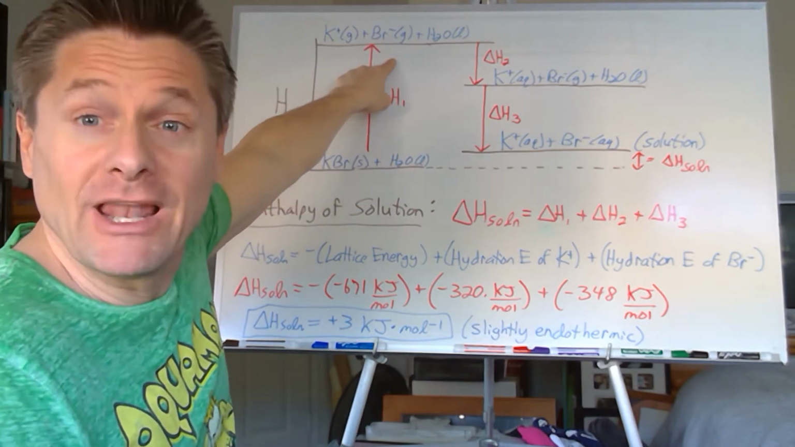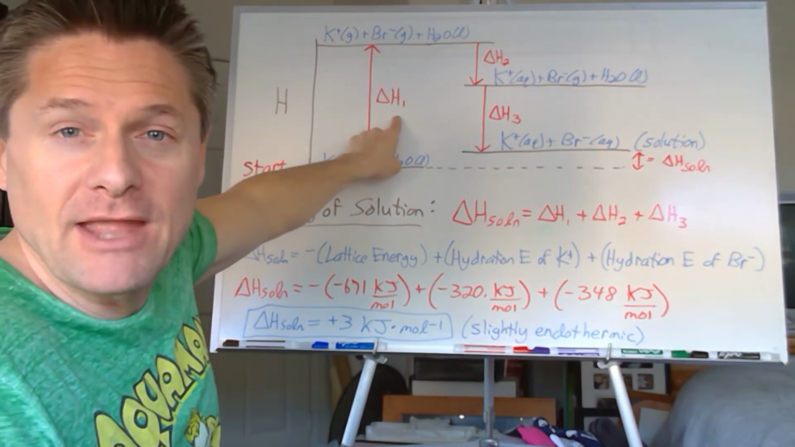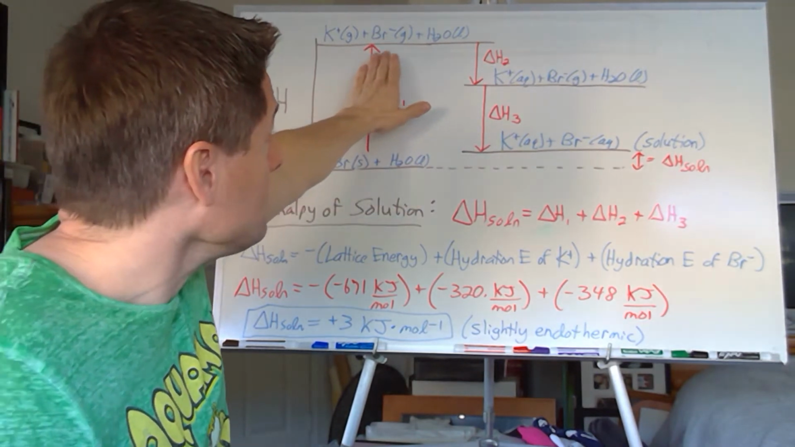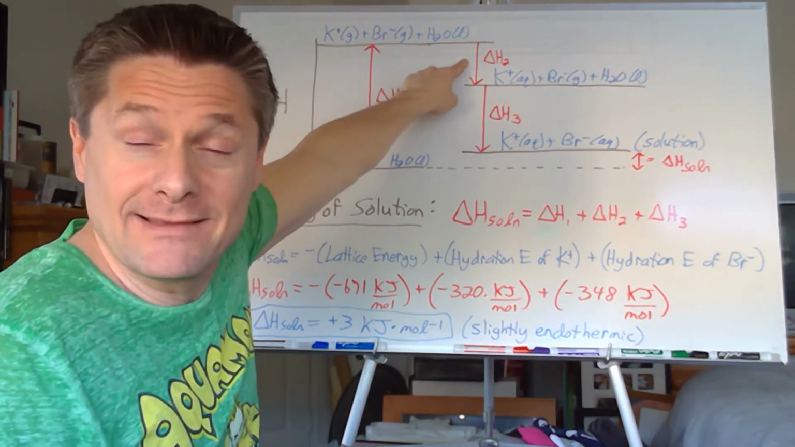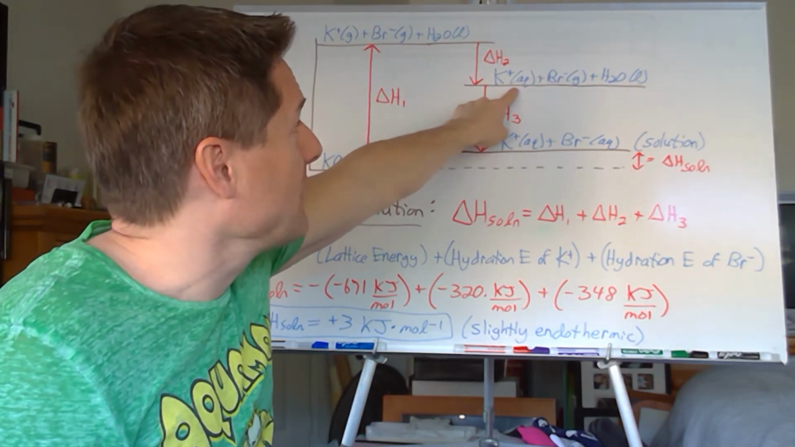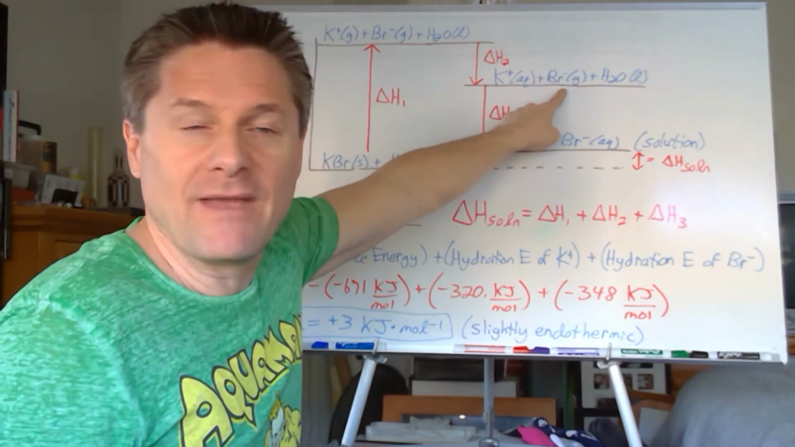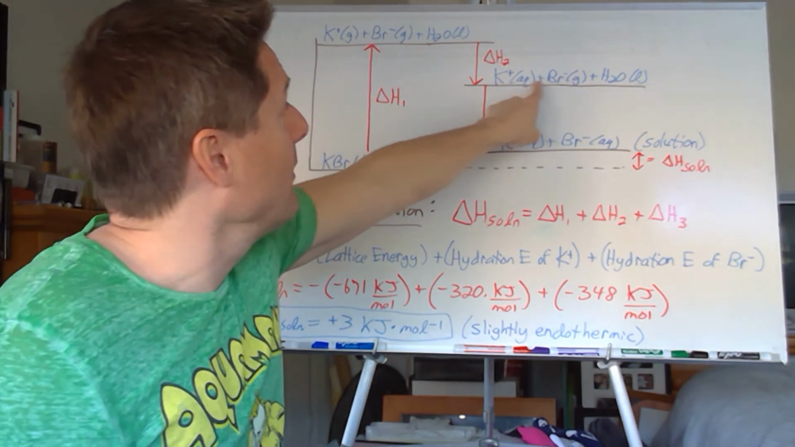That's the reverse of the lattice energy, right? That's delta H1, so that's highly endothermic. And then we're going to hydrate the cation, so that'll be the second one, and that's exothermic. So you get the K plus aqueous, and we still have the bromide in the gas phase. We haven't touched it in the water. And then we hydrate the bromide ion.